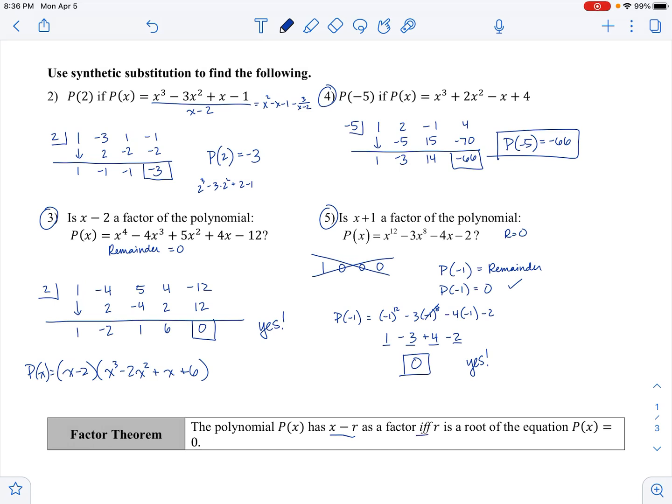Remember from geometry, this if and only if works both ways. So if I know that this is a factor, then I know that it's a root of the equation when I equal 0. The other way around also works. If it's a root of the equation p of x equals 0, then I know x minus r is a factor. All right, so we can use that both ways.